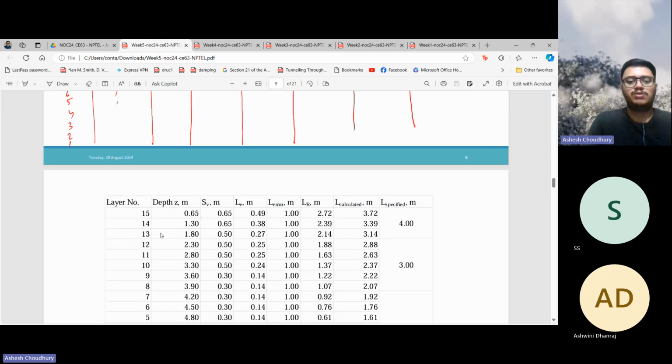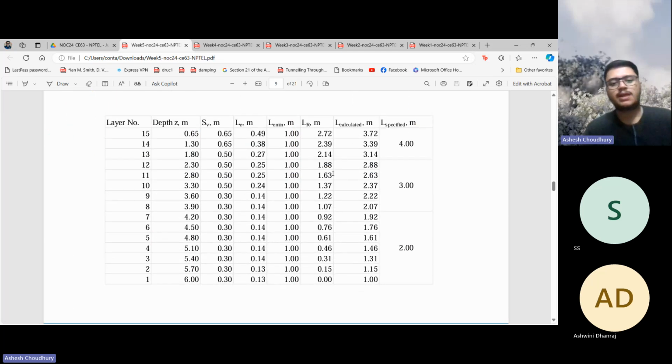So now what we do, we finally make a table, right? In a tabular format we solve the problem. This we had done together in the live session, right? So I hope that it is clear to you. At various depths we calculate the SV, then we calculate the LE, then LE minimum we have to take as 1 meter. So LR, then LE and LE minimum, we are having LE minimum as higher, so this plus this is 3.72. Like this we calculate the lengths of the different layers.